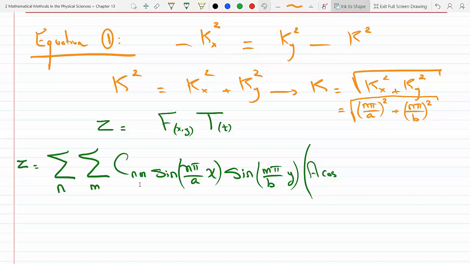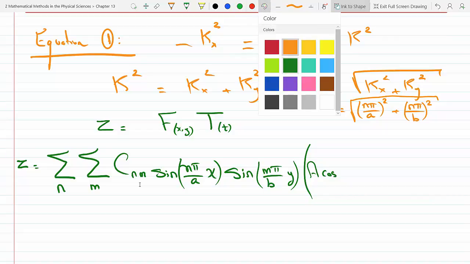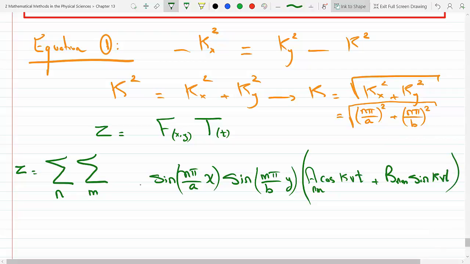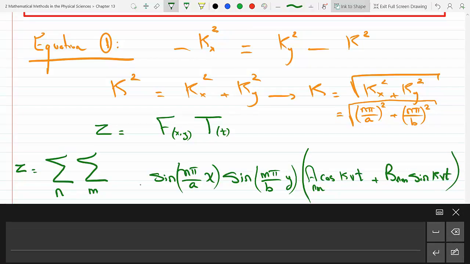So this will be a cosine kvt, and let's just remove this constant and absorb it in there, yeah? So this will be a nm cosine kvt plus b nm sine kvt. Okay, this would be z.